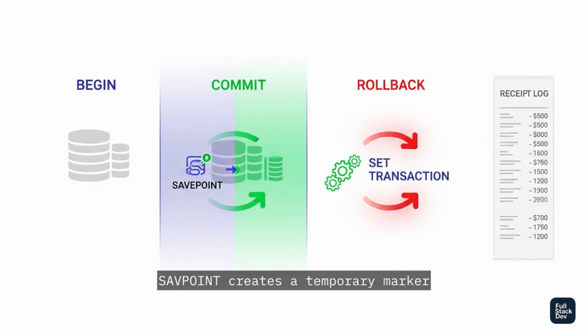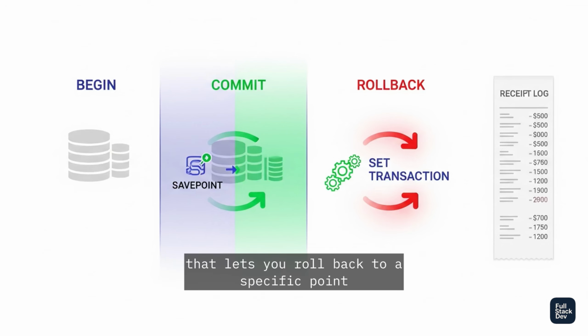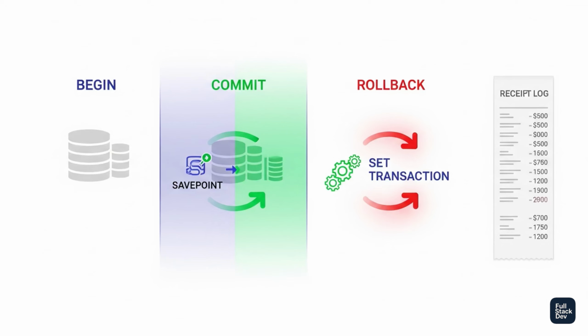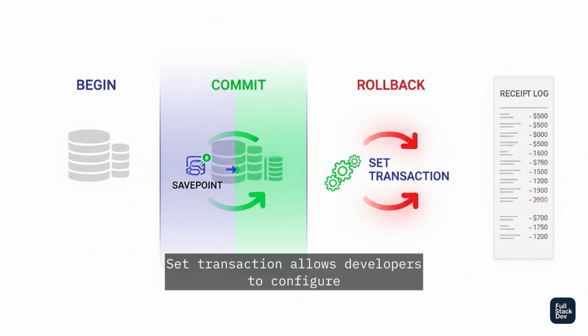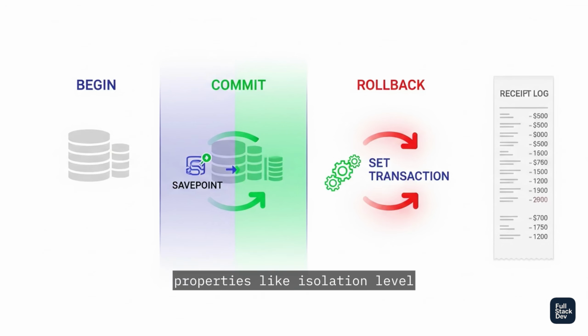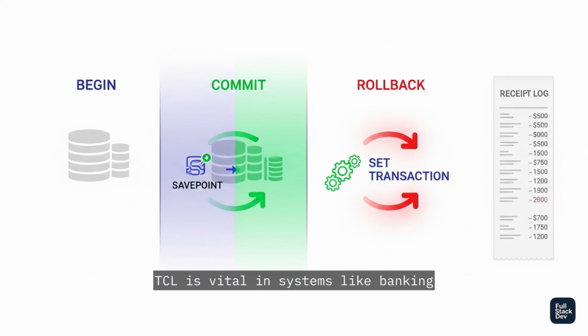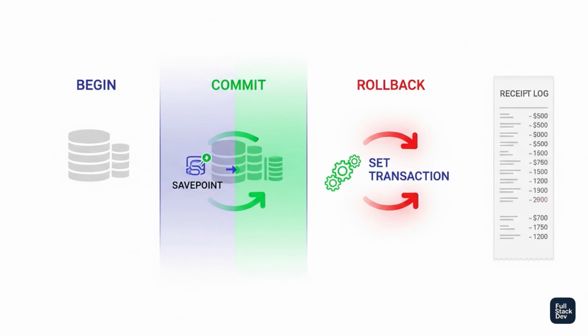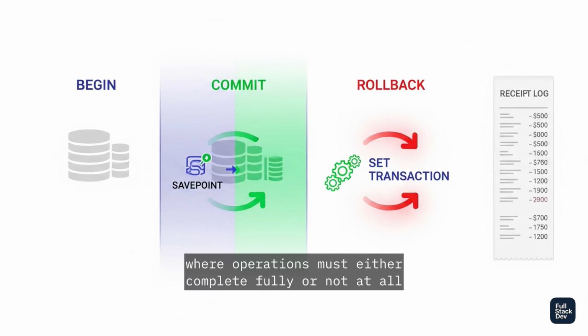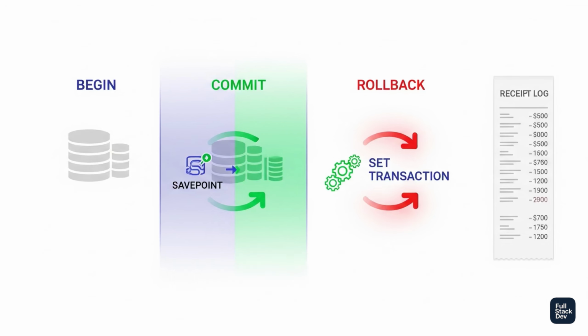SAVEPOINT creates a temporary marker that lets you roll back to a specific point within a transaction. Set transaction allows developers to configure properties like isolation level. TCL is vital in systems like banking, inventory, or payment gateways, where operations must either complete fully or not at all.